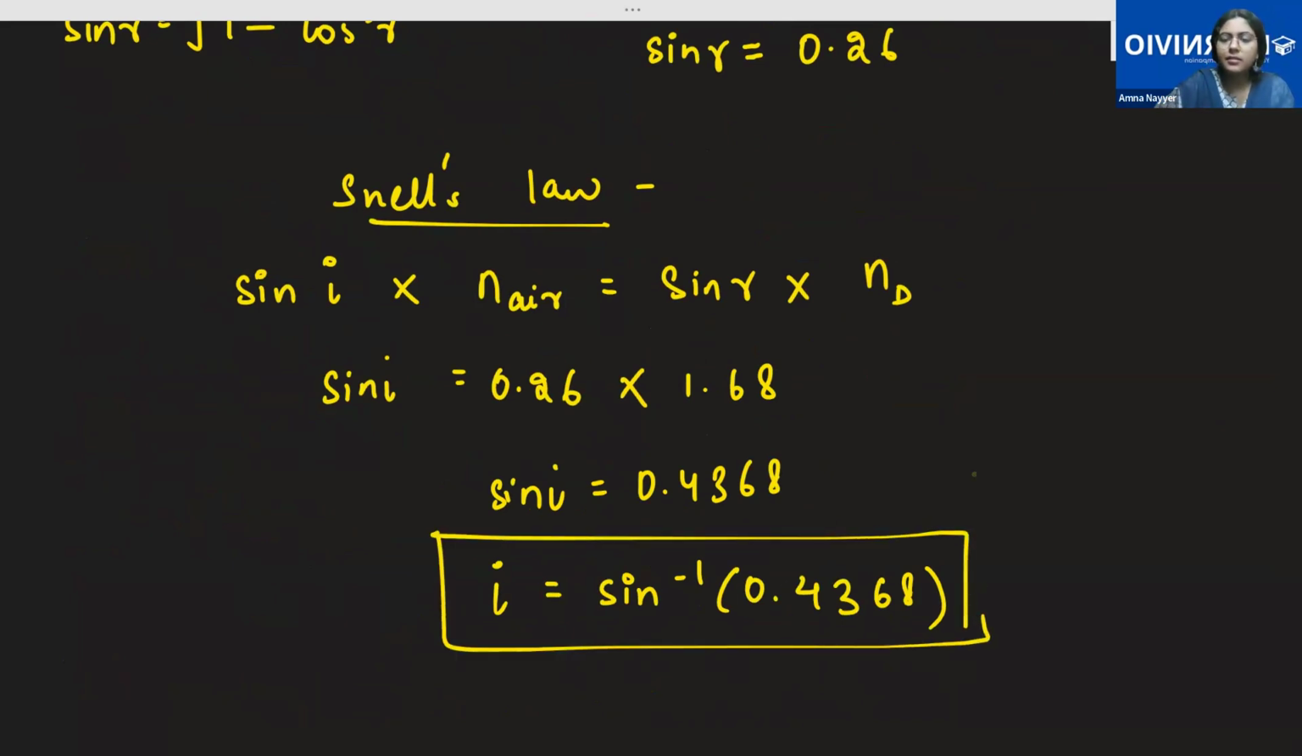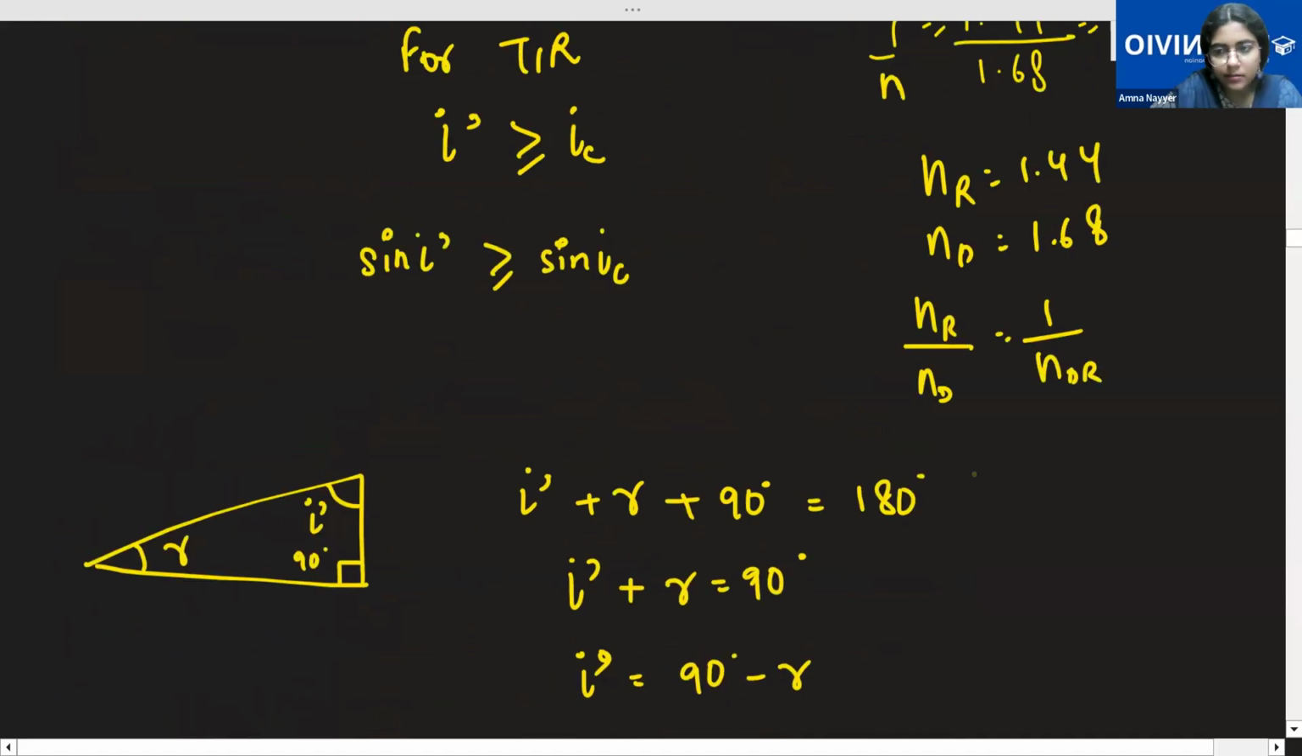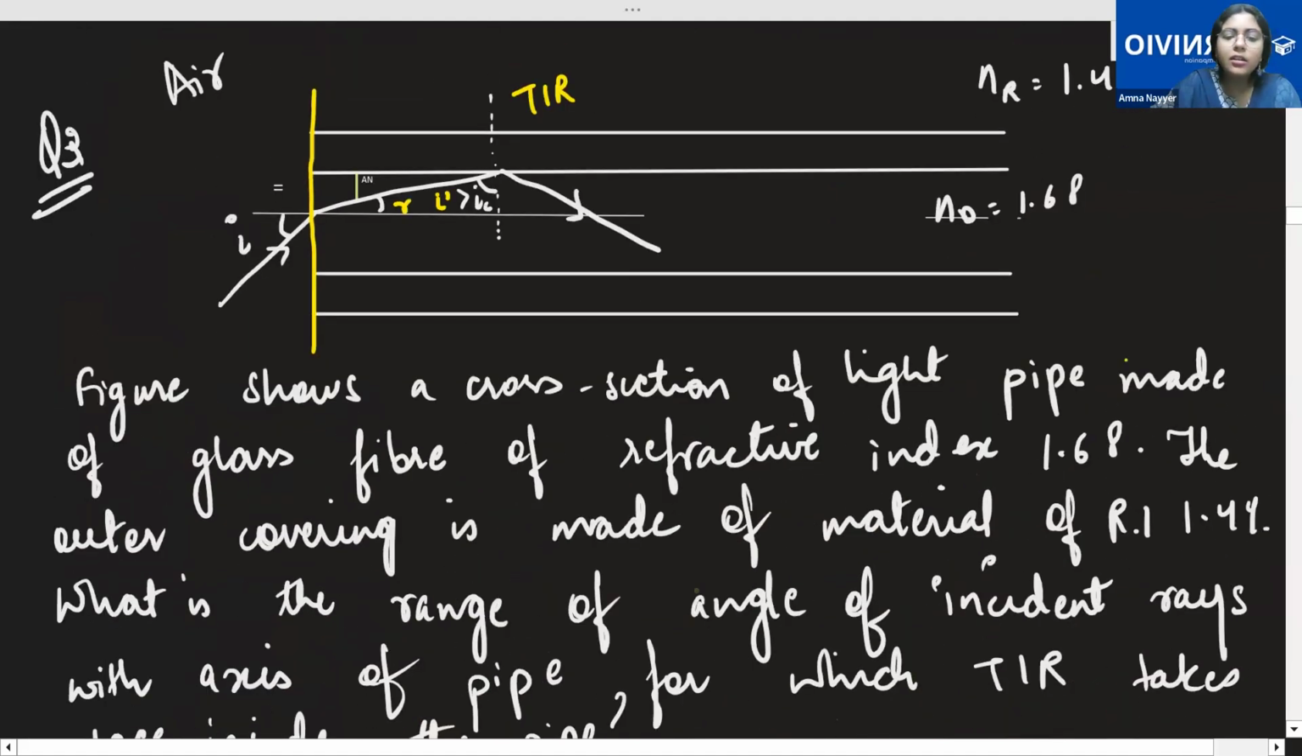So this is how we'll get the angle of incidence. Yes, tell me, class. Is this question clear to all? The steps and all? Clear or not?